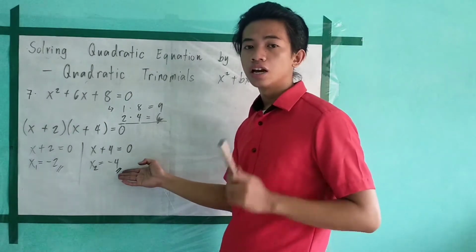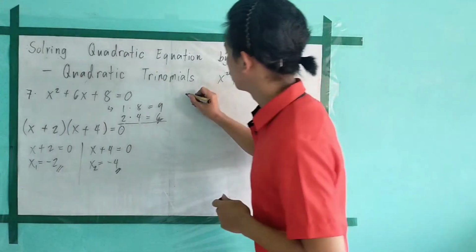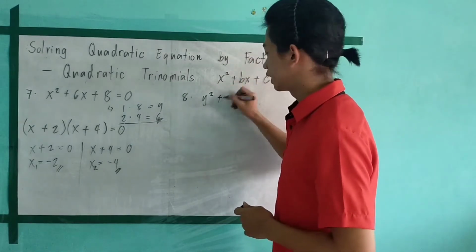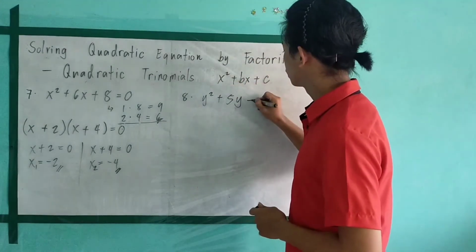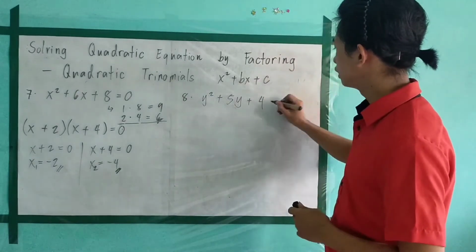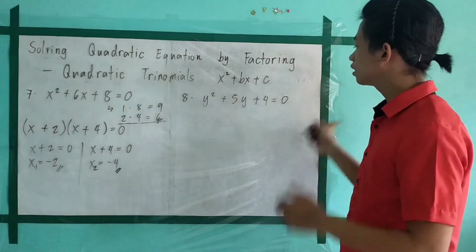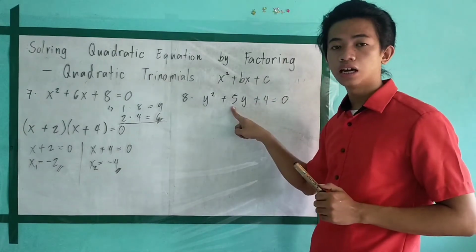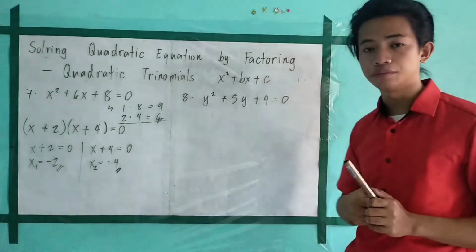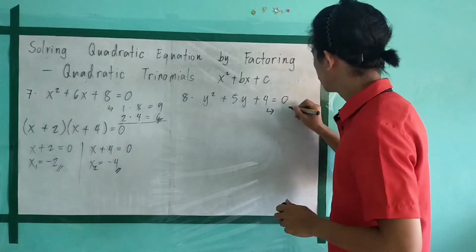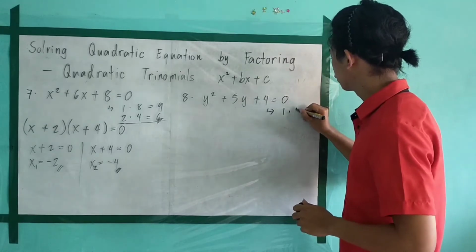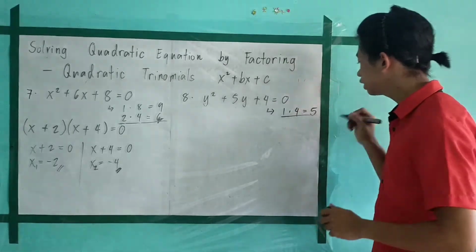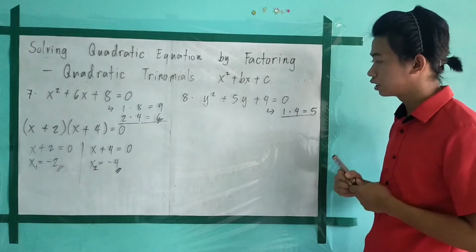Okay, gets? Problem number 8 tayo. Problem number 8, we have y squared plus 5y plus 4 is equal to 0. Sana nga ba magiging factors ng c natin na ang sum niya ay equal sa b natin, which is 5. So, factors of 4, we have 1 times 4. Anong sum niya kapag 1 plus 4, we have 5. So, this is our factors.